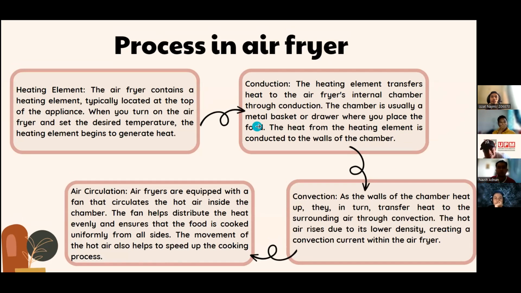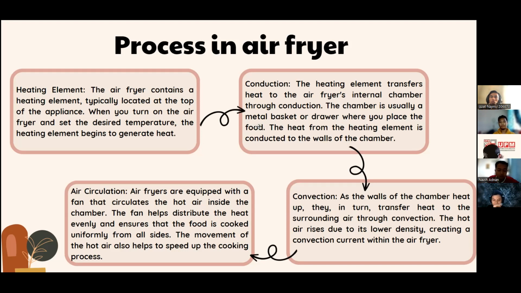So for the process in the air fryer, firstly, the heating element. The air fryer contains a heating element typically located at the top of the appliance. When you turn on the air fryer and set the desired temperature, the heating element begins to generate heat. The next process is conduction. The heating element transfers heat to the air fryer's internal chamber through conduction. The chamber is usually a metal basket or drawer where you place the food. The heat from the heating element is conducted to the wall of the chamber.